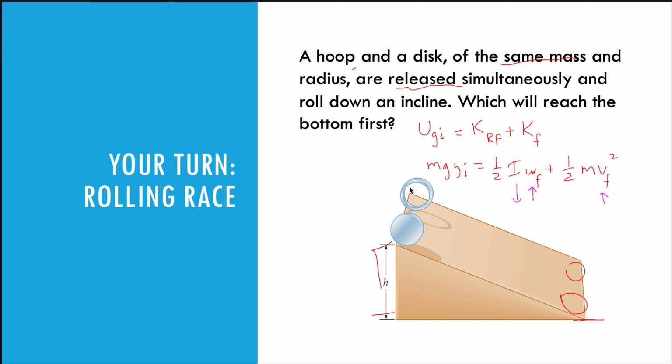When you're racing objects that are rolling down an incline, an object with a smaller moment of inertia is always going to win the race. So which one has a smaller moment of inertia? Remember that the moment of inertia is bigger when your mass is concentrated far away from the axis of rotation. The moment of inertia of the hoop is mr squared, while for the disk, it's 1/2 mr squared. So that means the disk is going to win the race because it has the smaller moment of inertia out of the two.